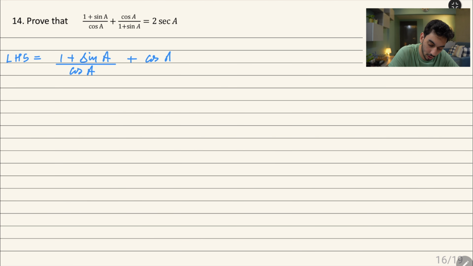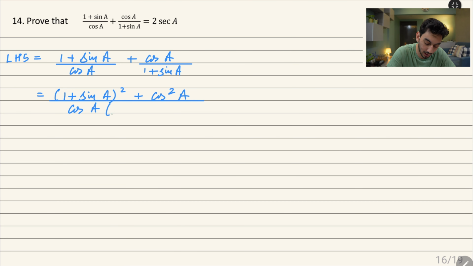Do I see any powers? No. If no powers, no trigonometric identities, no algebraic identities. Do I see two fractions? Yes, I have two fractions, which means I can cross multiply them. So 1 plus sin A gets multiplied with the 1 plus sin A. So it becomes 1 plus sin A the whole square plus cos A times cos A is cos square A. And in the denominator, they both get multiplied with each other. So it would be cos A times 1 plus sin A.